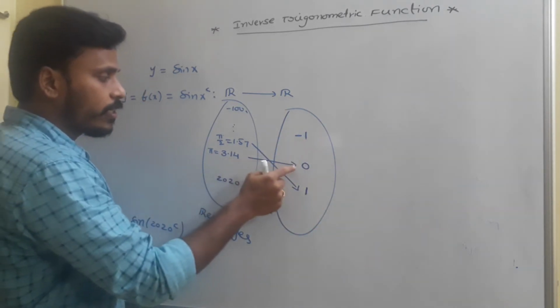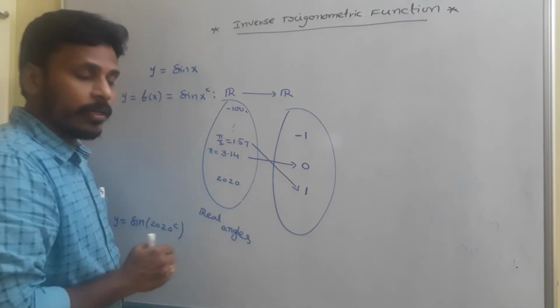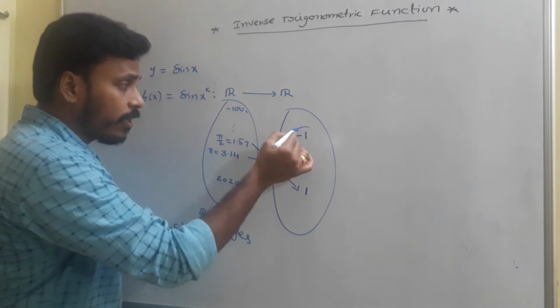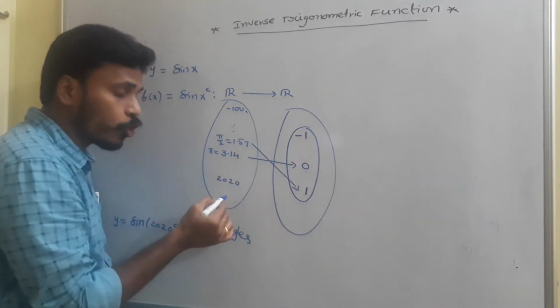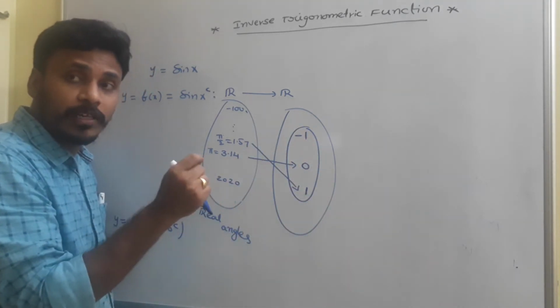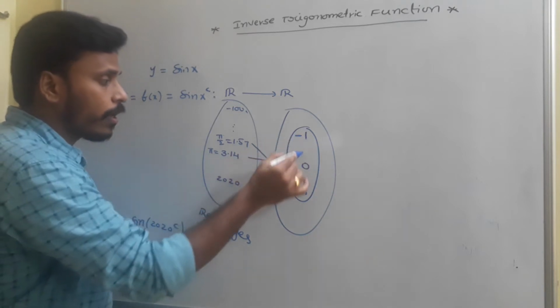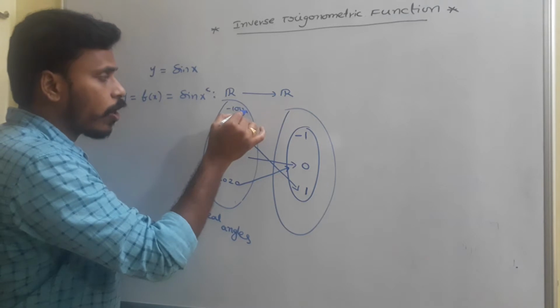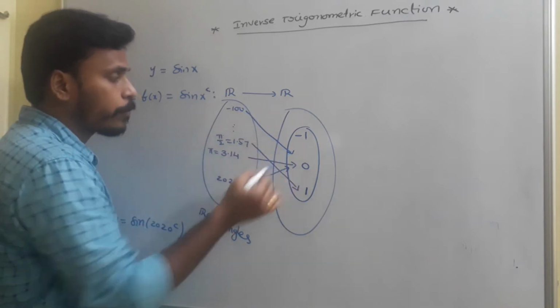Sine of 180 is 0, sine of 90 is 1. See, sine 2020 radians is a result of that sine, which is in between minus 1 and 1. Somewhere it maps to this. Okay, this sine of minus 100 degrees, again it maps to this.